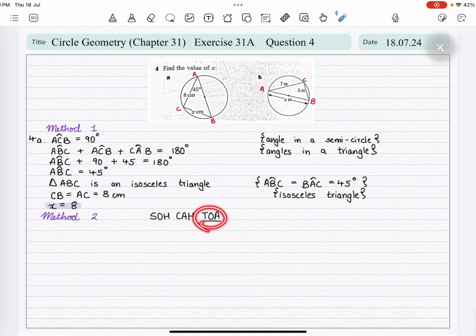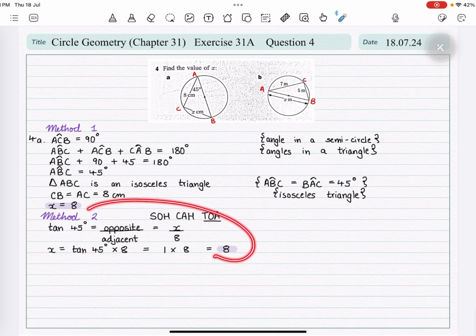So we're going to be using tan here. We're going to say tan 45 degrees is equal to opposite upon adjacent, which is x upon 8. Now we can multiply 8 by tan 45, and because tan 45 is equal to 1, 1 into 8 is equal to 8, so x is equal to 8, the same answer that we got over here. So we calculated this by two methods. You don't have to calculate it by two methods, of course. You just have to calculate by one method and calculate it right, and that's it.